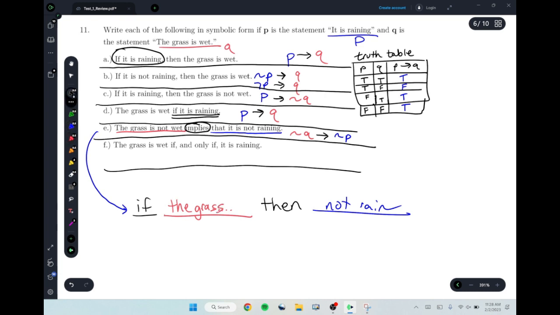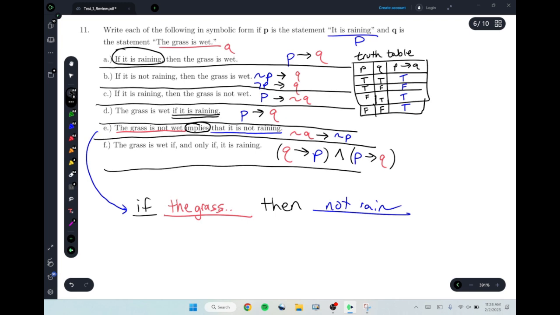And then the grass is wet if and only if it's not raining. It is raining. So that would be the grass is wet is red. Q implies P. And P implies Q.